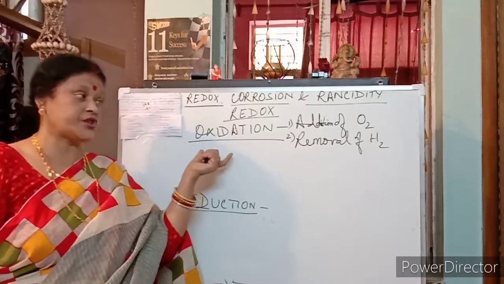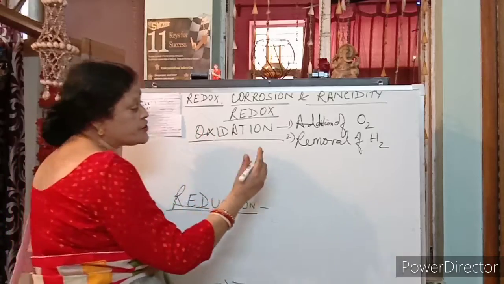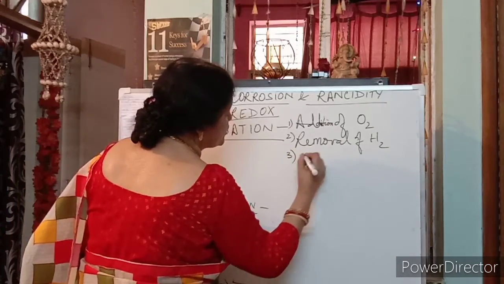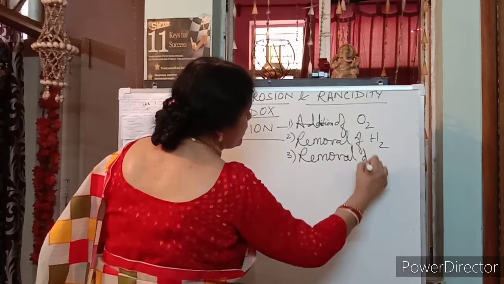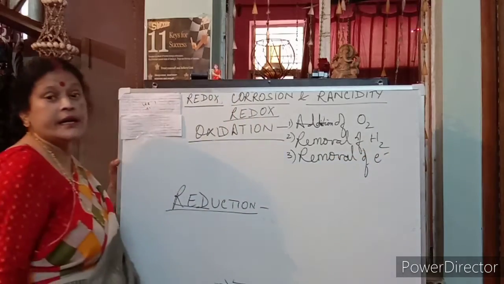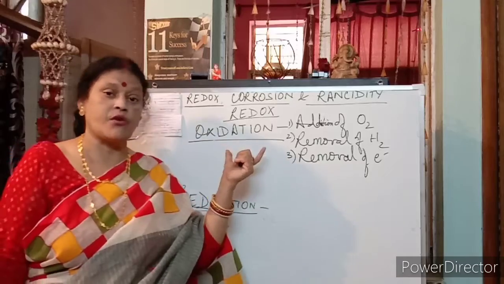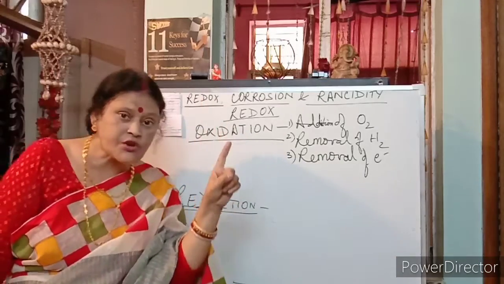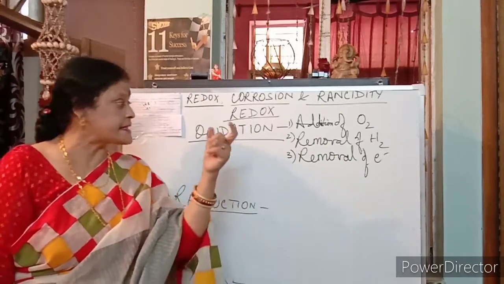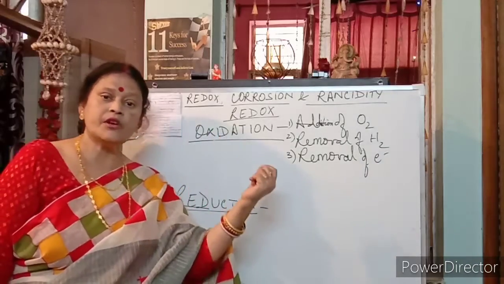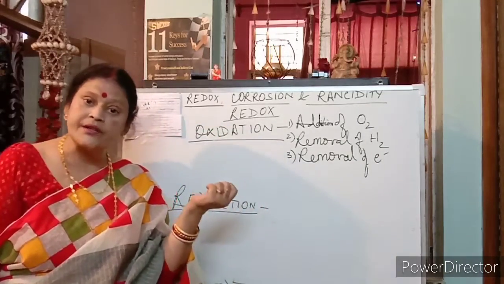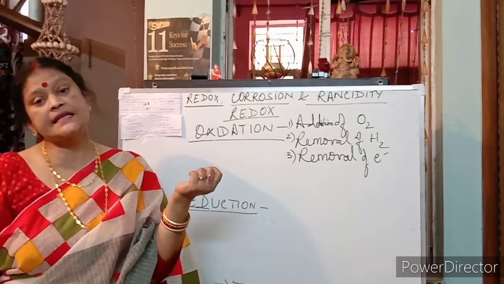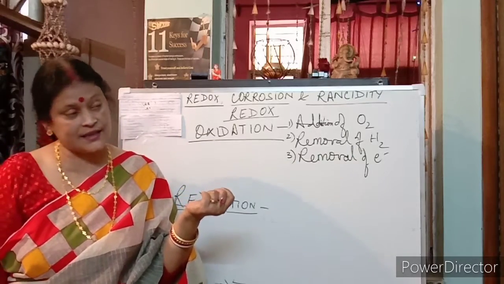And if hydrogen is removed, the third concept is also there, that is the removal of electron. Removal of electron also comes under oxidation. Then what is oxidation reaction? It is addition of oxygen, removal of hydrogen, and removal of electron in the reaction. That means this is oxidation reaction.